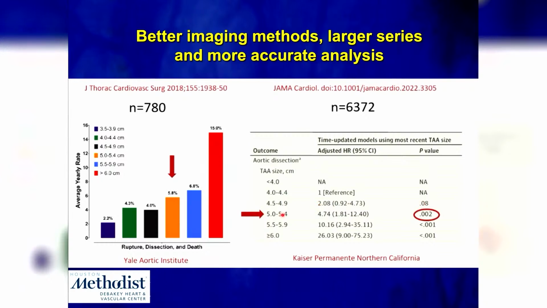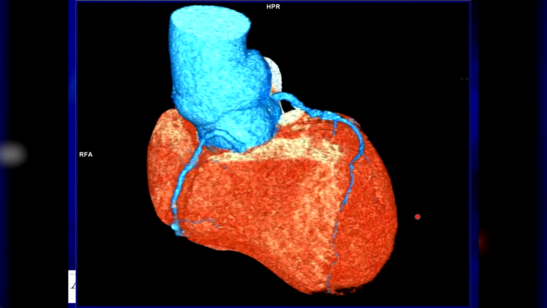It didn't reach statistical significance, but at 5 centimeters and above, you almost have a 5-fold increase that is significantly associated with increased risk of aortic dissection.